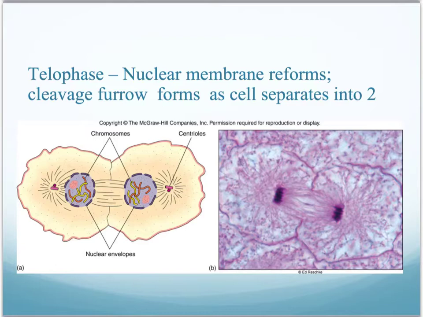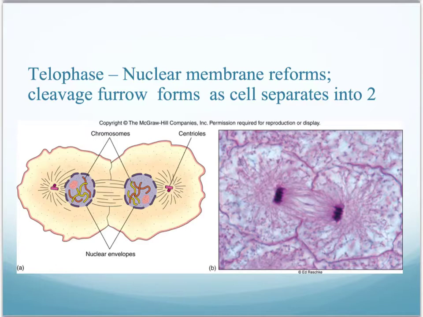Telophase is the last phase of mitosis. Once the chromosomes are separated, a new nuclear envelope reforms around each set. We now have one cell with two nuclei, and the cell is ready to separate into two cells. A cleavage furrow forms along the center of the cell. The cleavage furrow is this indentation seen at the top and bottom of the cell. When identifying telophase, look for the cleavage furrow. It's the easiest characteristic to see.